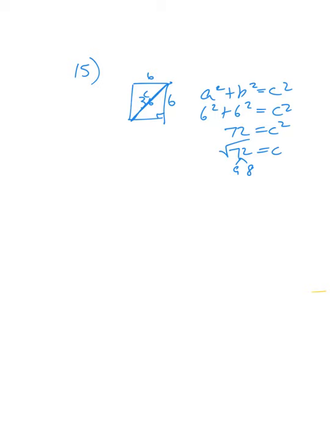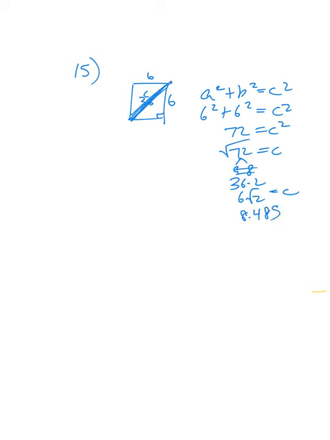In simplest radical form, actually, 36 times 2, sorry. So it would be 6 radical 2 equals c. So that diagonal is 6 radical 2. When you multiply on your calculator, 6 radical 2 is about 8.485, which is the length of that diagonal.